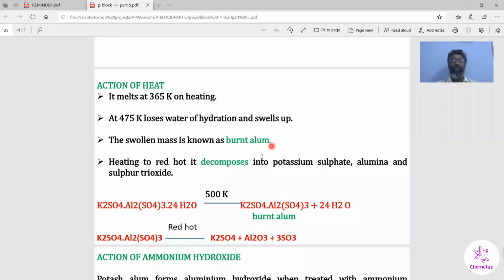On further heating, decomposition takes place, which decomposes into potassium sulfate and aluminum sulfate. This aluminum sulfate further decomposes into aluminum oxide and sulfur trioxide. So on heating, under three conditions, three processes take place. At 365 Kelvin, the melting process takes place. At 475 Kelvin, dehydration takes place. At red hot, decomposition takes place. So that is action of heat.